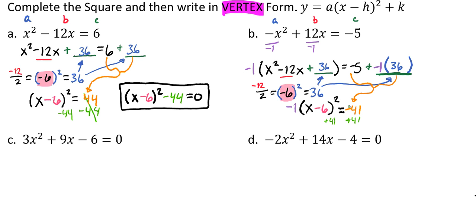And so our final answer is going to be negative x minus 6 quantity squared plus 41 equals 0. Now notice that right here I just wrote a negative sign because we usually don't write -1.